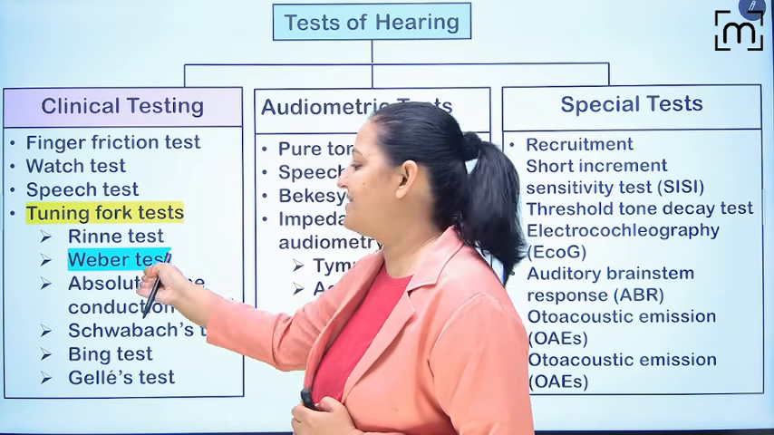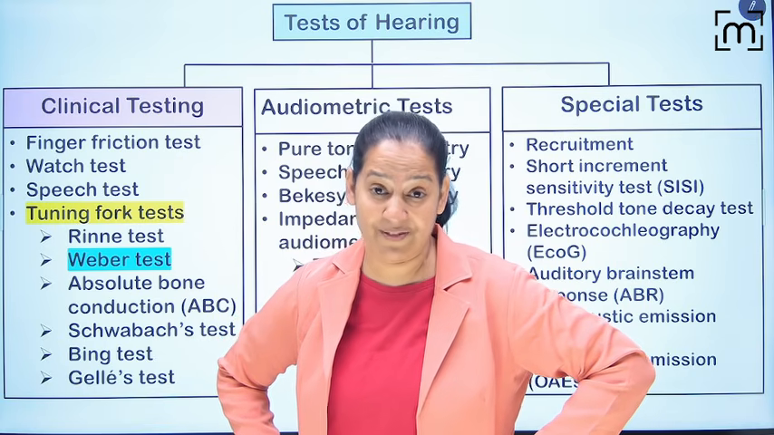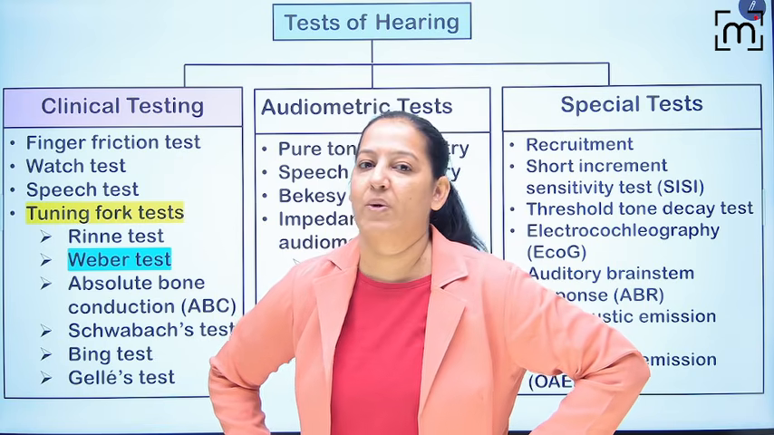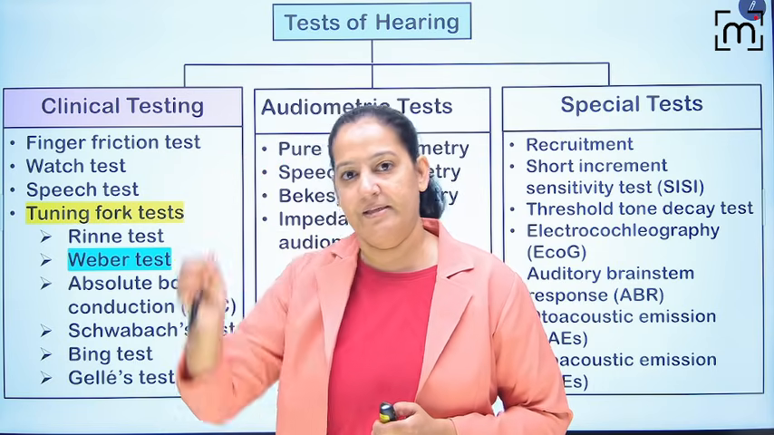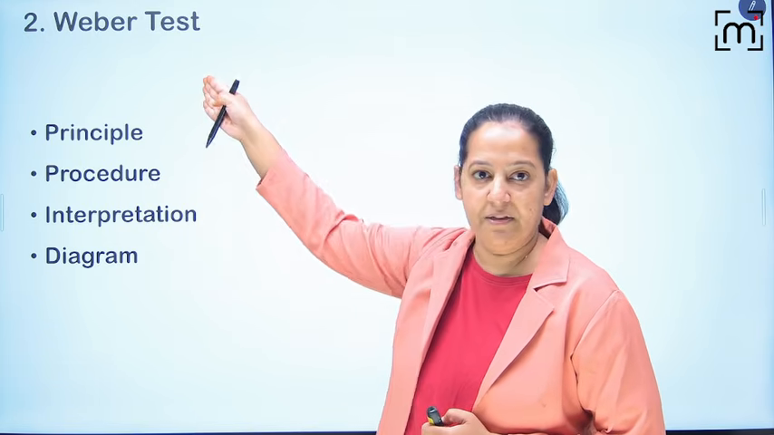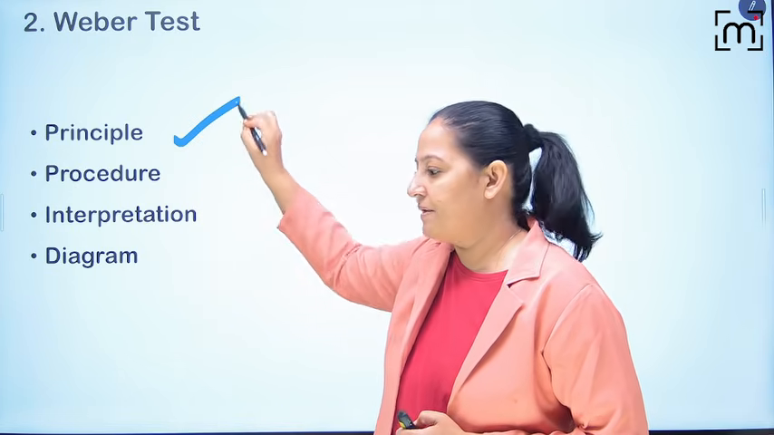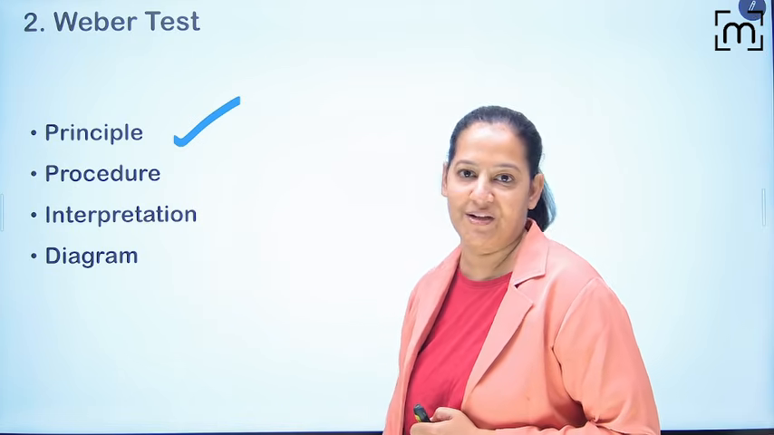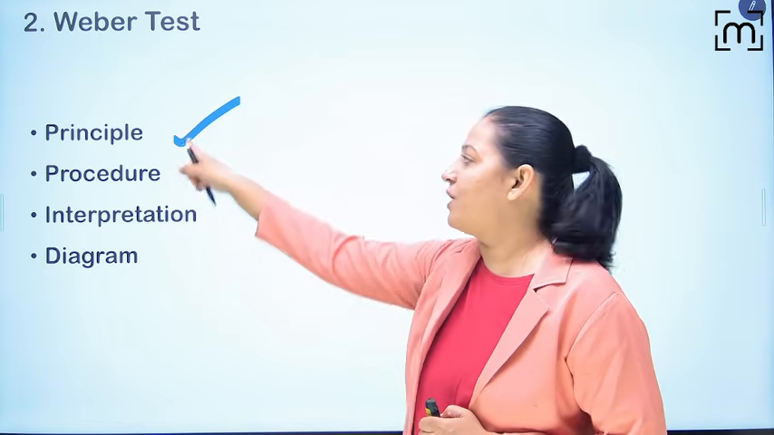Okay, let's start the Weber test. It's difficult, people. It's conceptual and tricky, so please focus. In the Weber test also, I will tell you the four things: principle, procedure, interpretation, and diagram. All my tests will be based on these headings only. You will find these headings on the first slide of all my tests. So let's start with the principle.